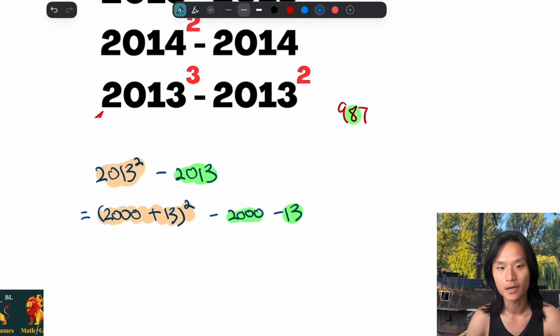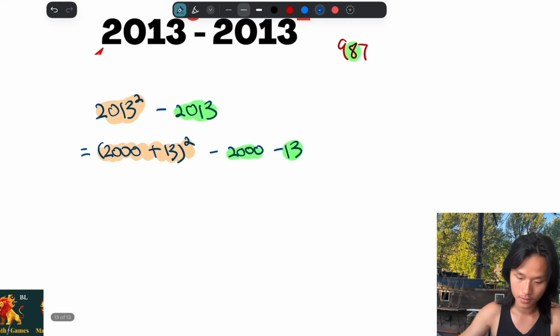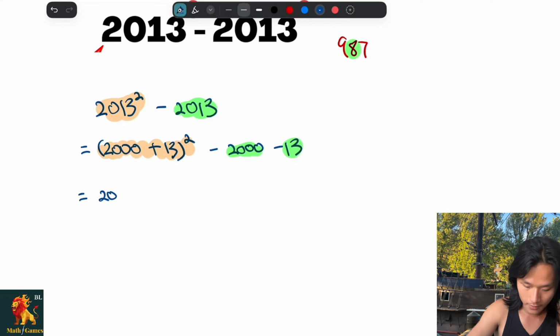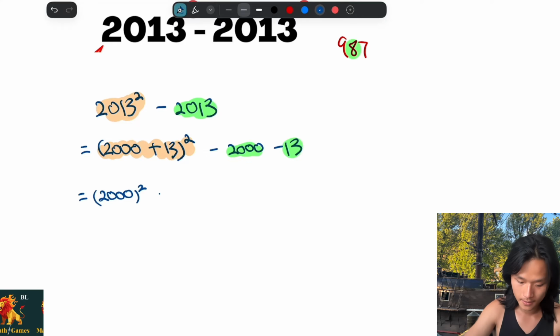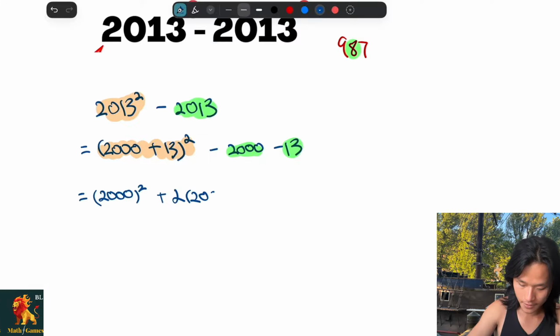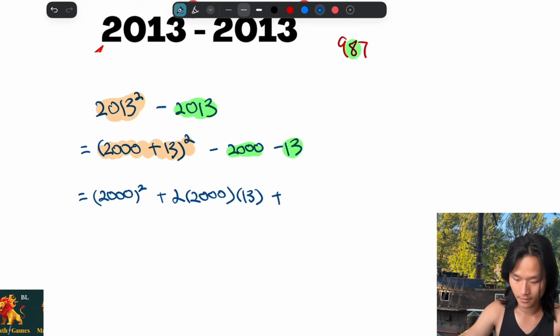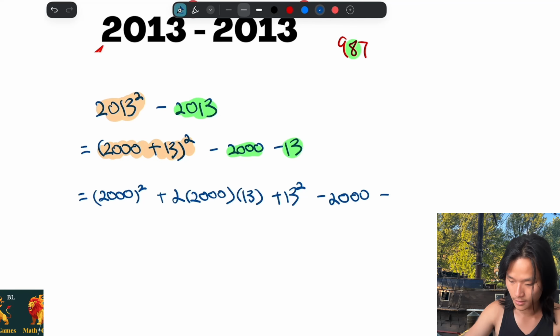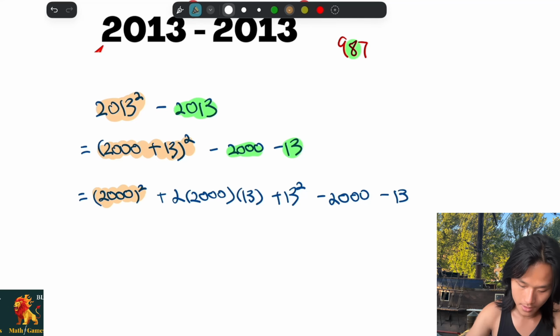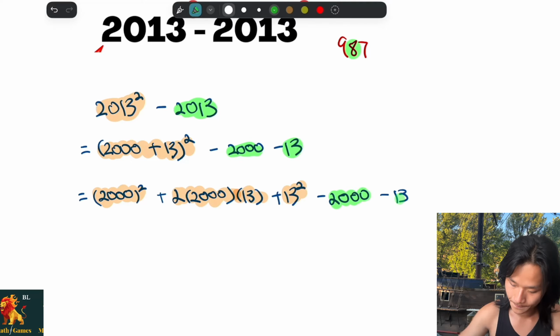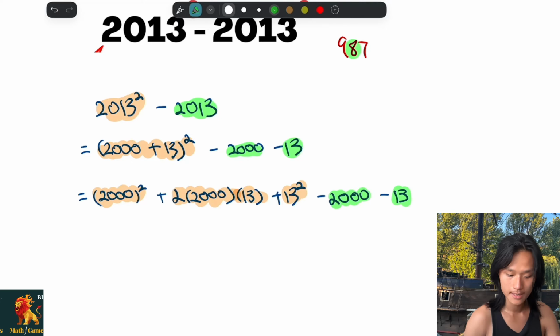So we expand the bracket for the first one. So now we have 2000 squared, okay? And then plus 2 times 2000 multiplied by 13, and then plus 13 squared. Then once again, minus 2000 minus 13, okay? So I'm going to highlight these terms again. So now let's take a look.